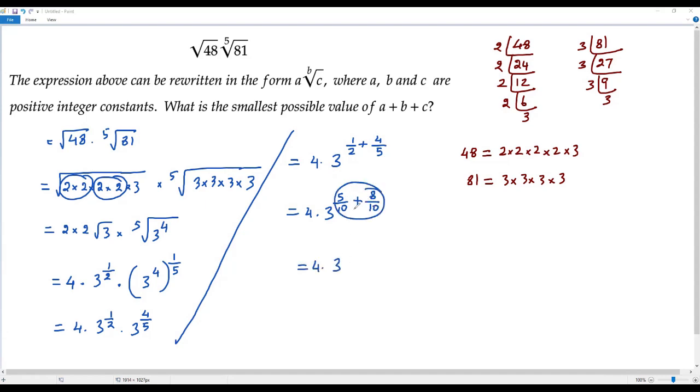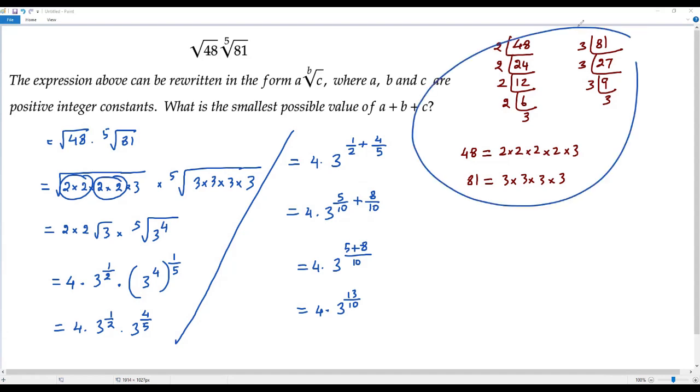Here we add two fractions with the same denominator 10. Now we can take 10 as a common denominator and we have to add the numerators, that is 5 plus 8. Then we get 4 times 3 to the power of, when I add 5 and 8, I am getting 13 over 10. Okay, here from this step, we can proceed with this problem in two ways.